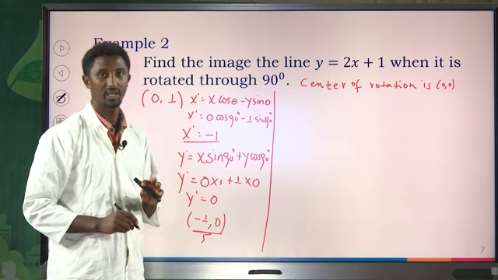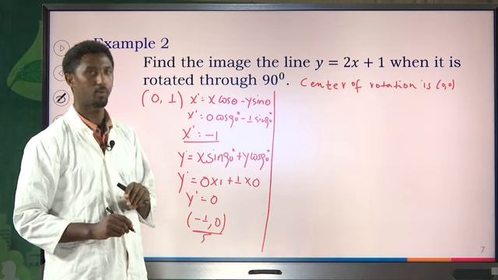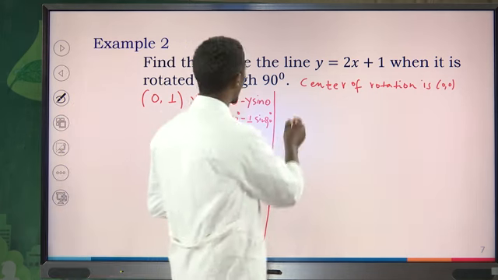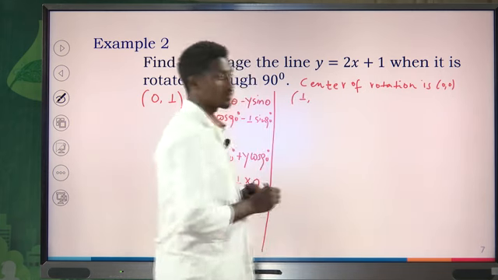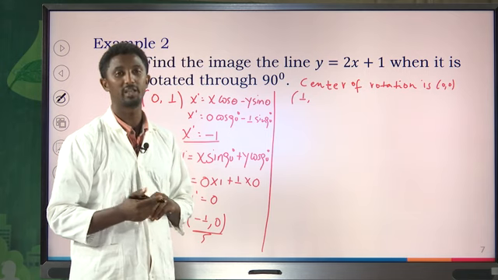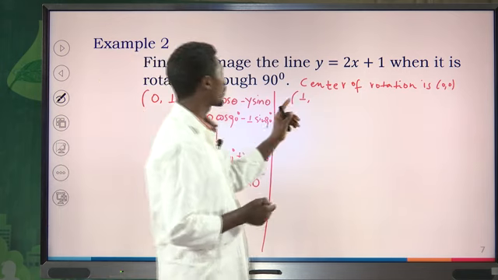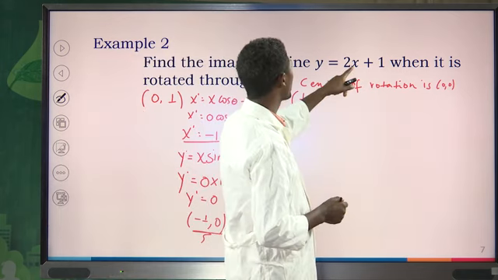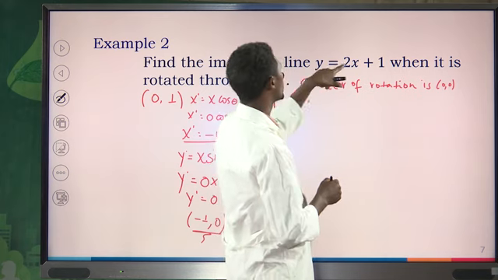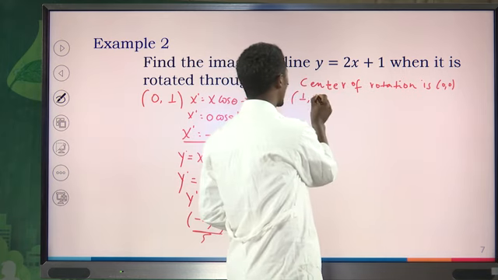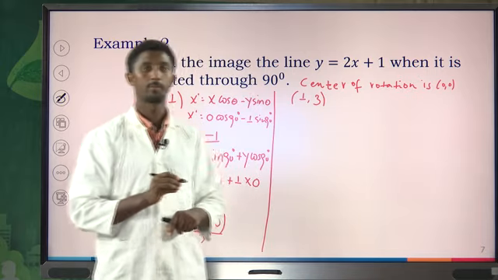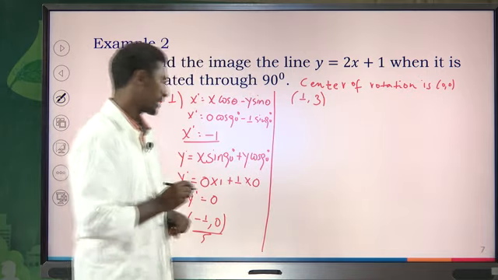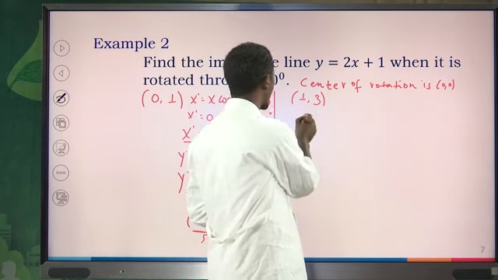With a similar technique, we'll find another point. Let x be 1. At x equals 1, what will be the value of y? If we substitute 1 in place of x, it will be 2 times 1 plus 1, so the value of y is 3. In the same way, we'll find the image of this point, that is x prime and y prime.